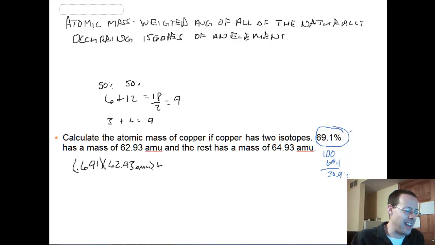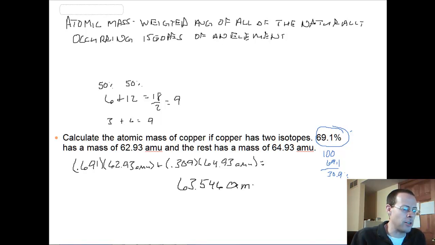And I'm going to add that to my other percentage, which we calculate as 30.9%, so I'm going to change that percentage to a decimal. So it's really 0.309. And I'm going to multiply that by my other mass, which is 64.93 AMUs. So when we solve this problem, we get an answer of 63.546 AMUs, or atomic mass units.